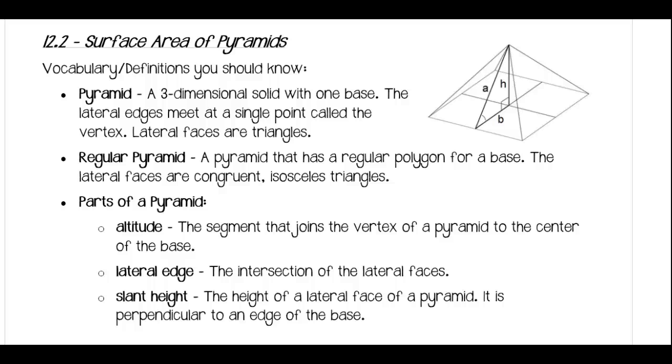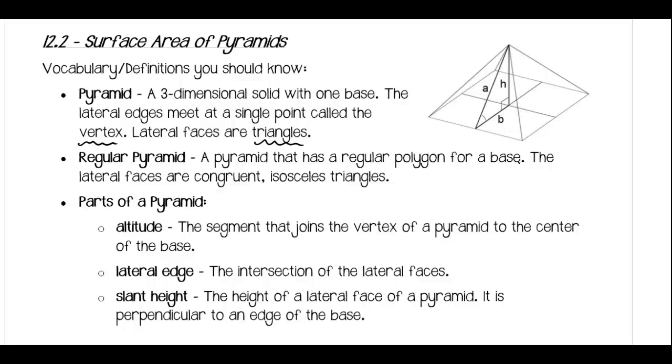The lateral edges meet at a single point called the vertex, and the lateral faces are triangles. So in this case, I have a square base, and then I have 4 triangles. A regular pyramid is a pyramid that has a regular polygon for the base, like this one is a square, and the lateral faces are all congruent isosceles triangles. So make sure you realize that they're isosceles.